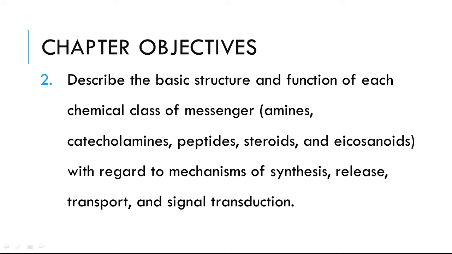Additionally, instead of looking at just the function, we're also going to look at the structure, because the structure dictates the function. So we'll simplify them with the function, then we'll look a little bit more at the structures of different messengers. The categories we're going to look at include amines, catecholamines, peptides, steroids, and eicosanoids. And then we're going to see, based on their chemical structure, we can probably have an idea where they are made, how they're released, transported in the interstitial fluid, and signal transduction, which just means what the target cell is going to do.